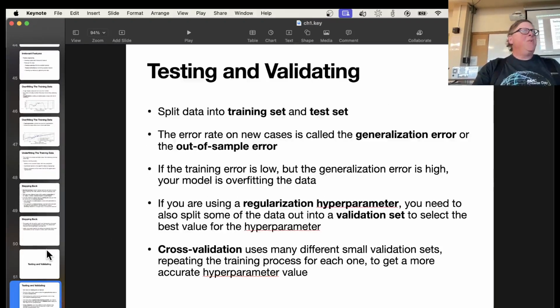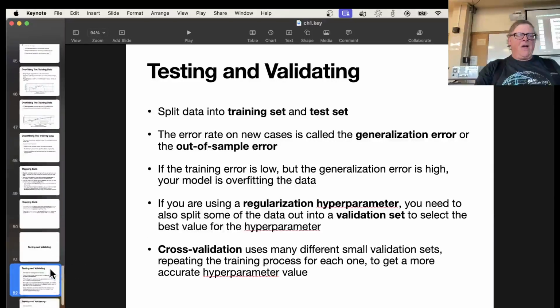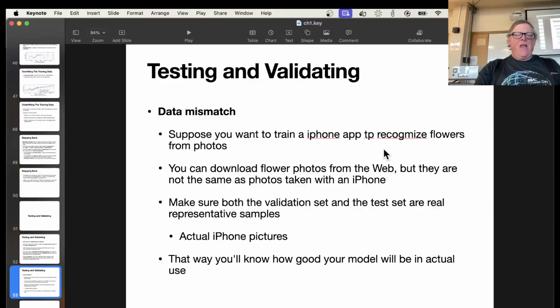All right. And so you split your data into a training set and a testing set. You take typically 80% of the data and train the model, and you keep 20% back to test it later to see how accurate it is. Another problem is you often have different data.